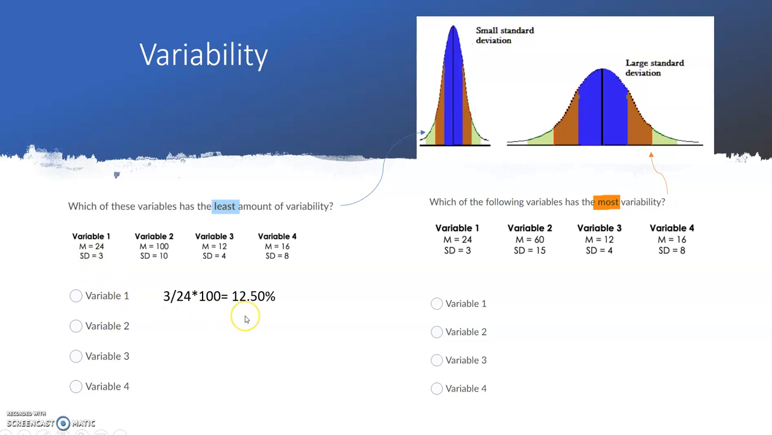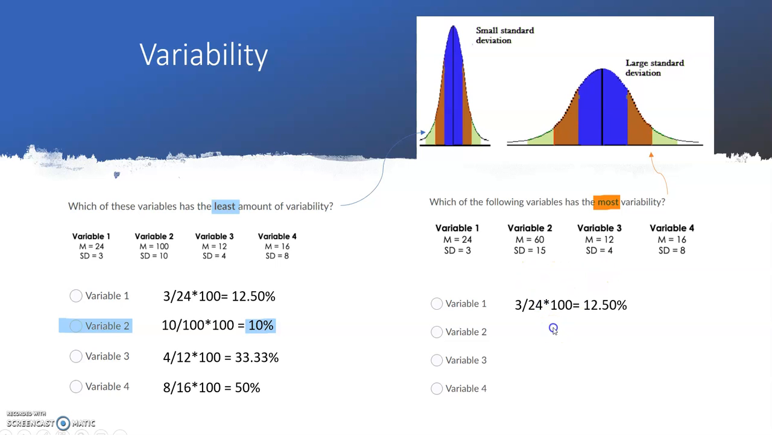So this is what I calculated. So standard deviation, you can divide by the mean and multiply by 100. You can obtain the level of closeness to the mean. So you can calculate all variables and you can find variable 2 shows the standard deviation is closest to the mean. And in this question, which variable shows the standard deviation farthest away from the mean? So you can calculate it the same way as I did. And you can find variable 4 shows the standard deviation is farthest away from the mean.